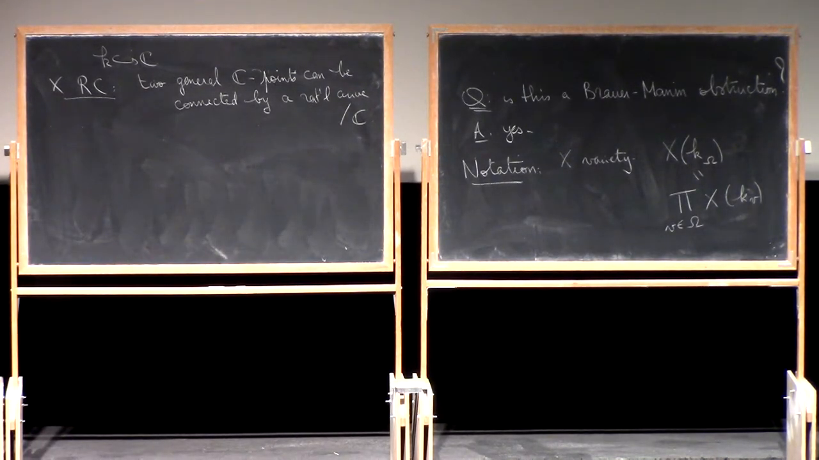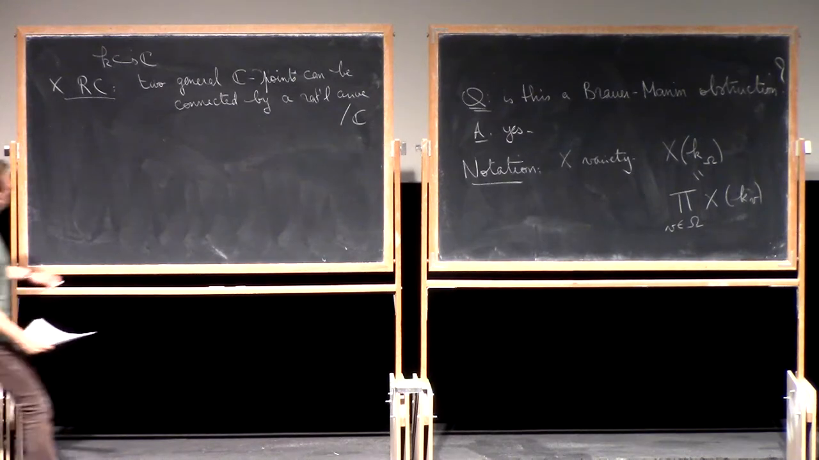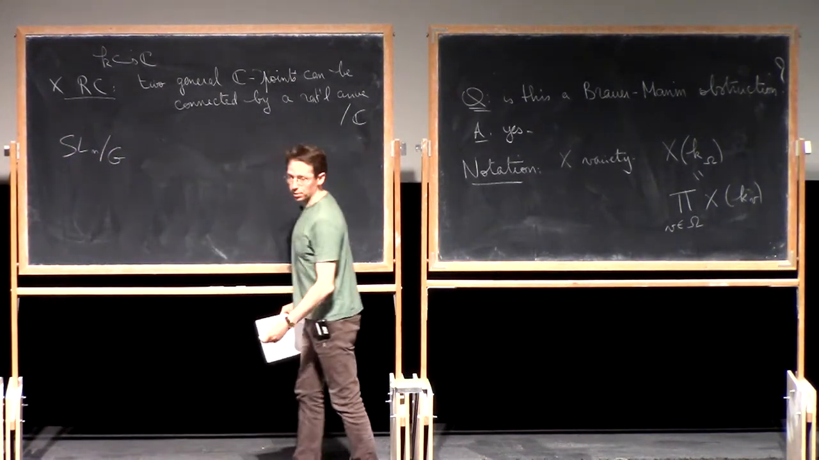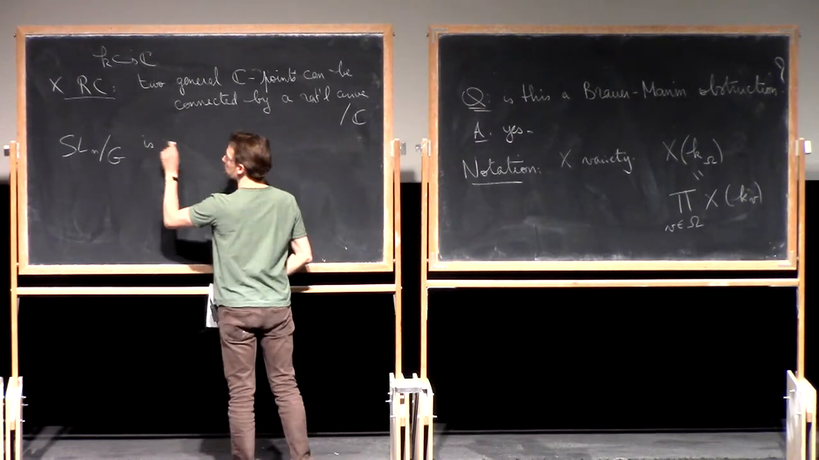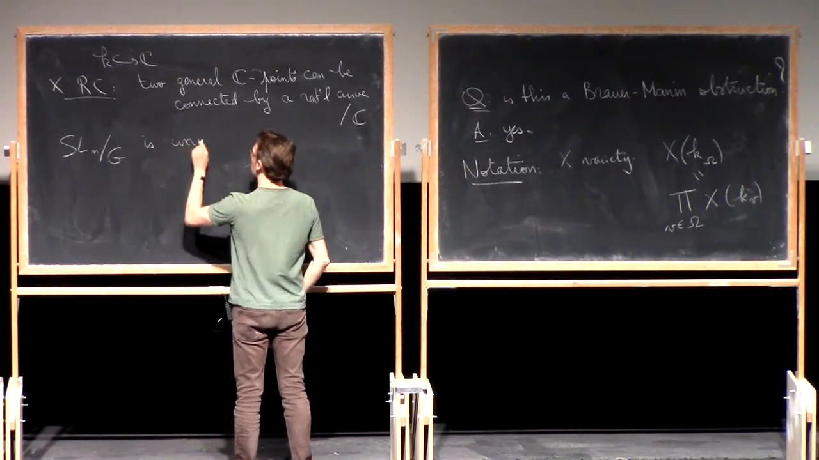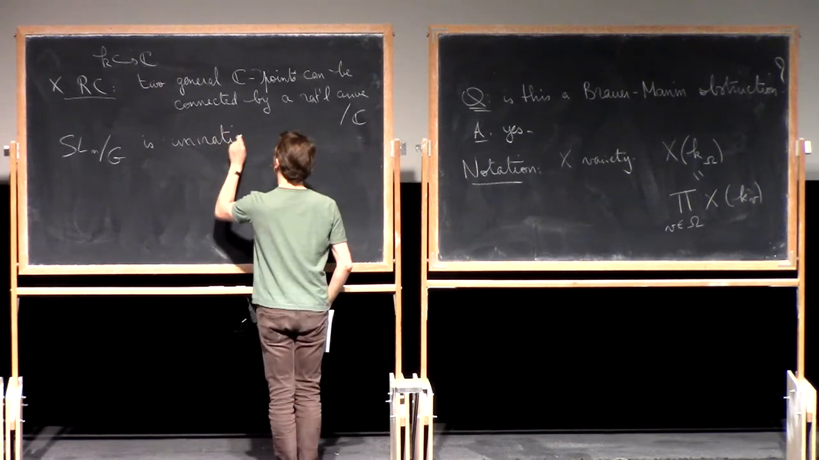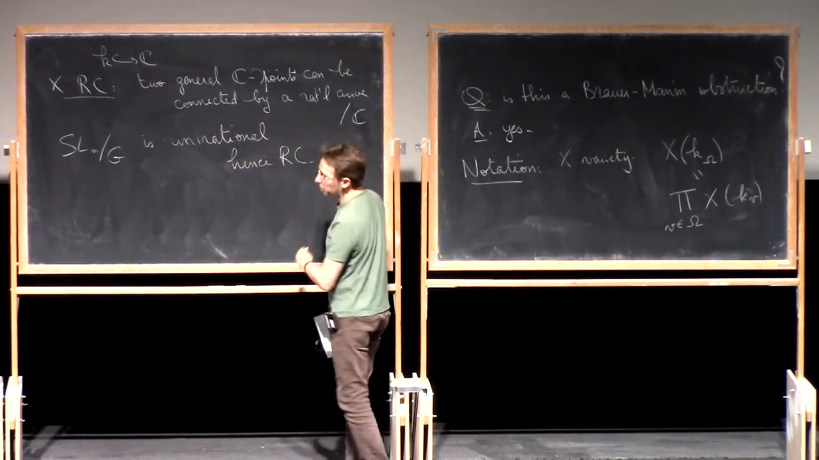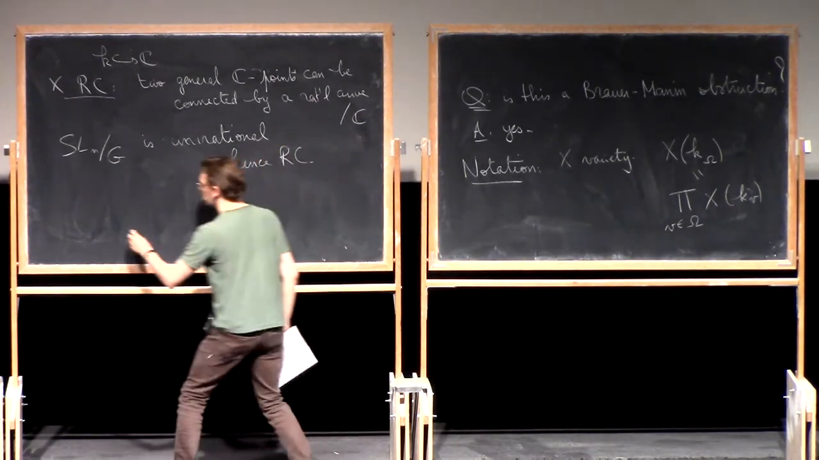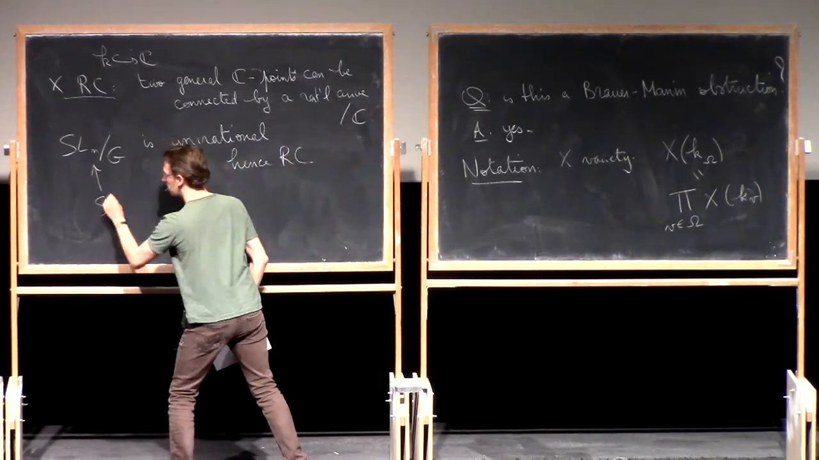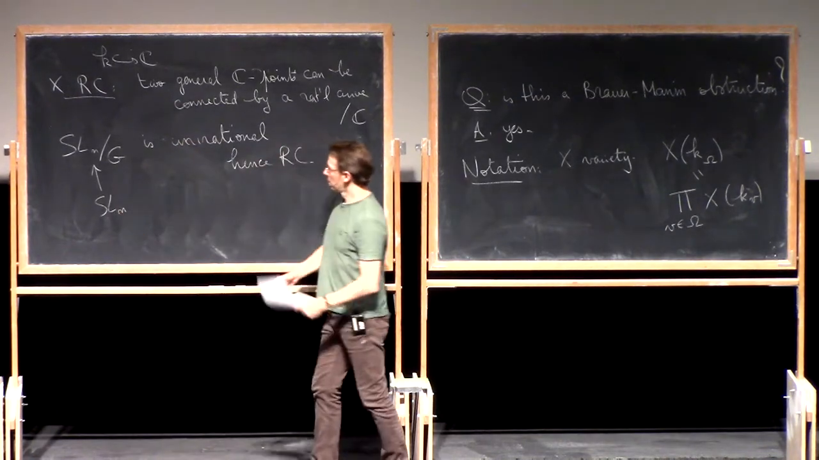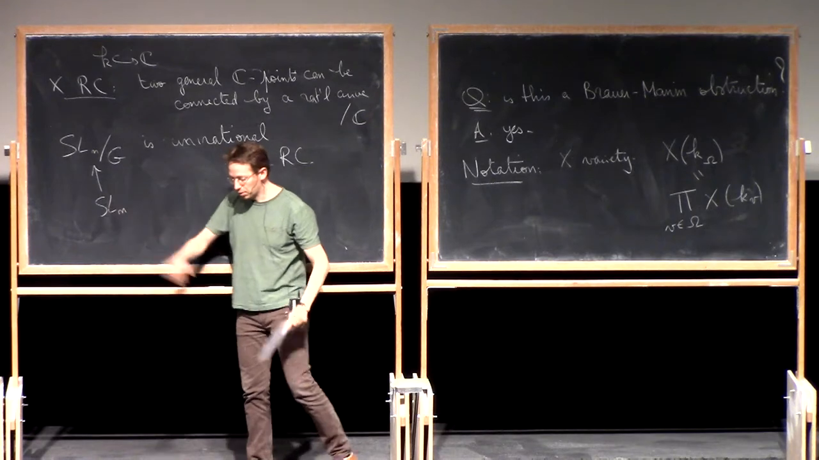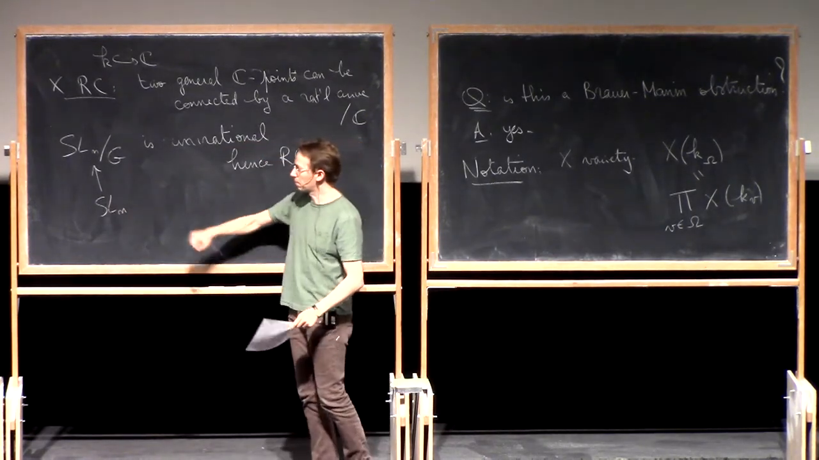And so for example, also SLn mod G is rationally connected because it's unirational. Unirational means it's dominated by a rational variety, and SLn itself is rational. And again, if you have two complex points, you can lift them, and because it's rational, use lines in the projective space to connect them.